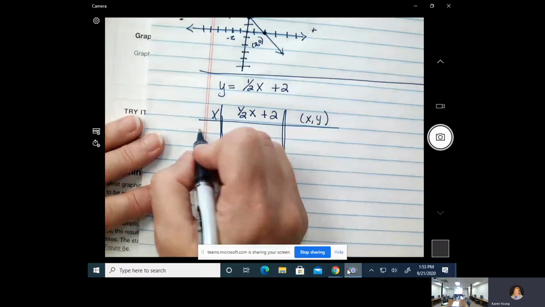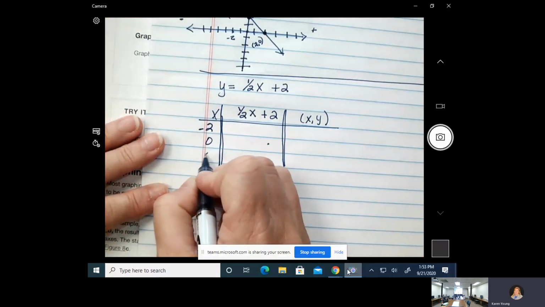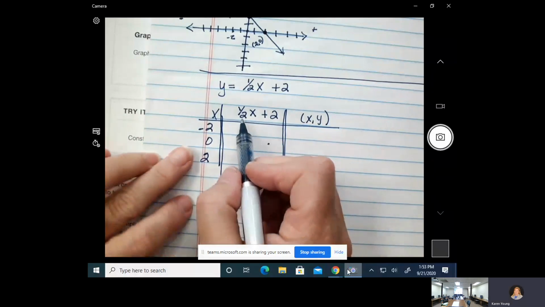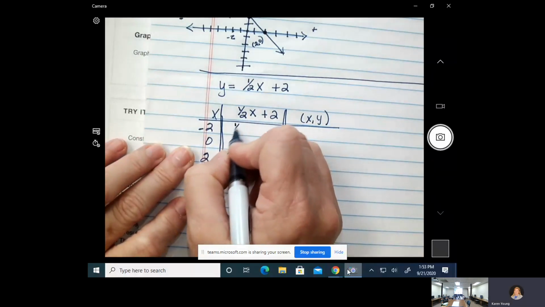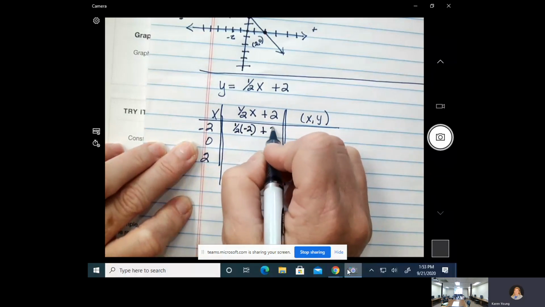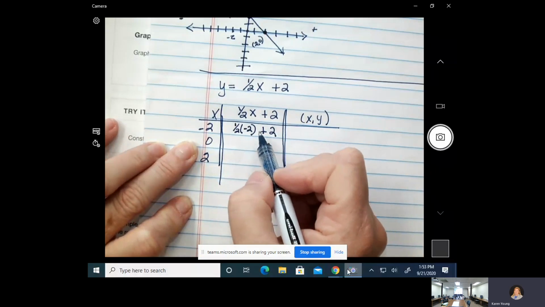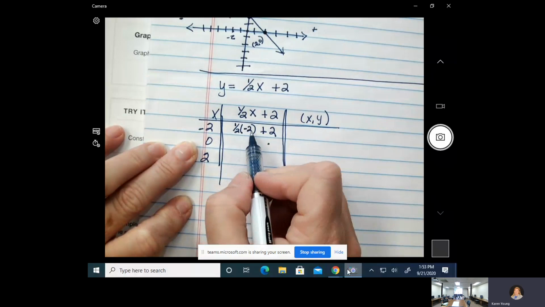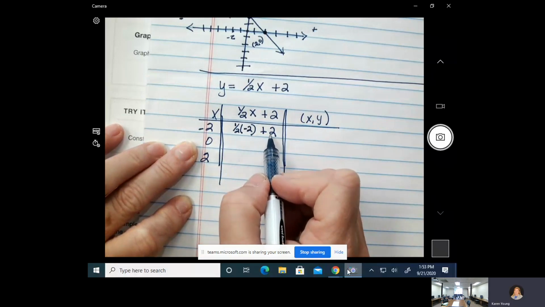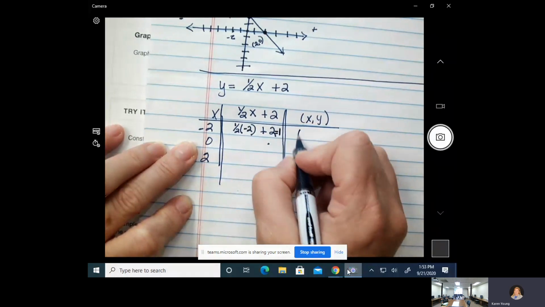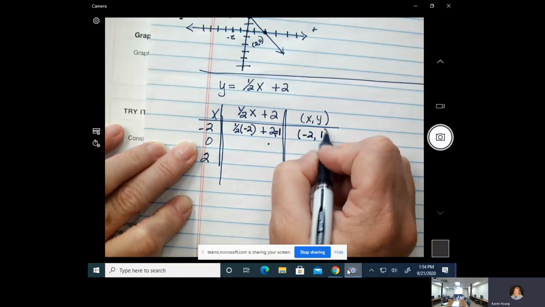So I'm still going to use the same 3 numbers for x. Y'all can use whatever numbers you want to, okay? So now I have 1/2 x, so it's 1/2 times negative 2 for x, plus 2. Now, if you want to use a calculator and do the math on this, I'm okay with that. So 1/2 times negative 2 is negative 1. Negative 1 plus 2 is 1. So then my ordered pair is negative 2, positive 1.